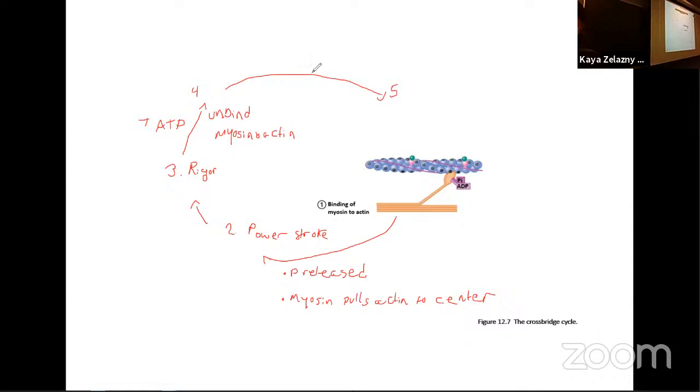That's the hydrolyzing part, right? So it hydrolyzed here. So now we're in the high energy state. Yeah, step 5 is the return to this high energy state. Cool.